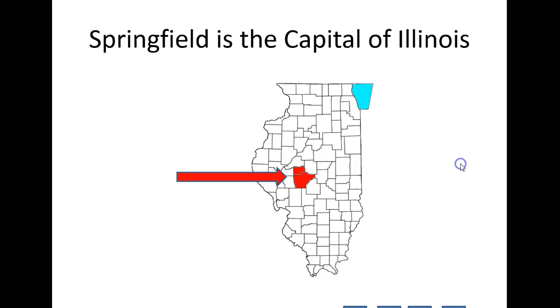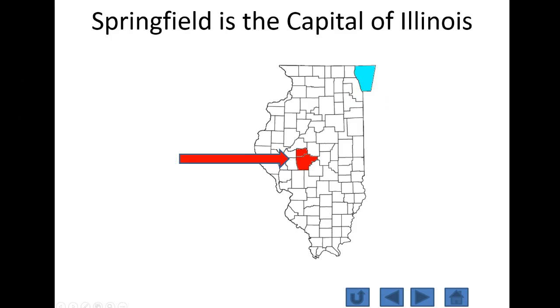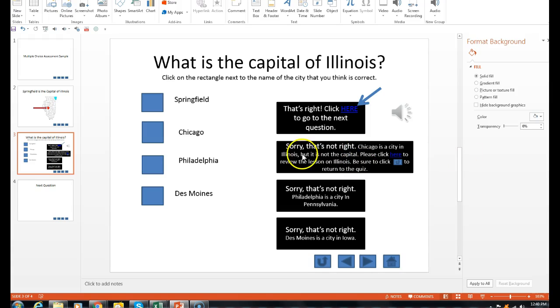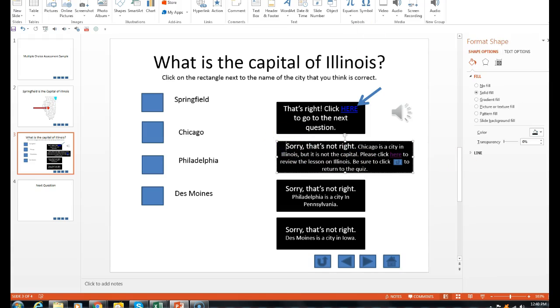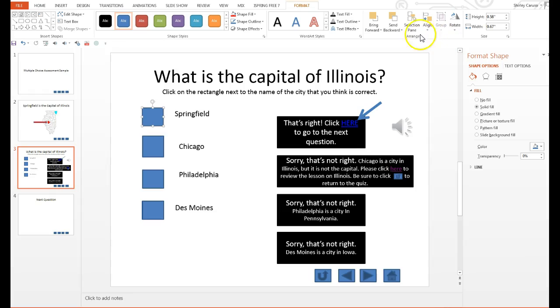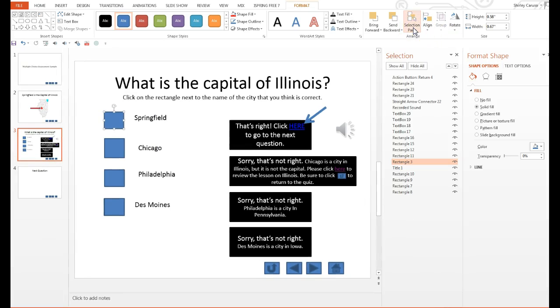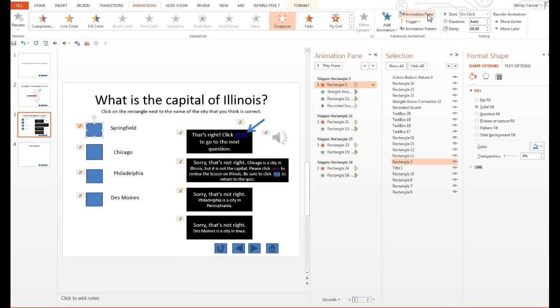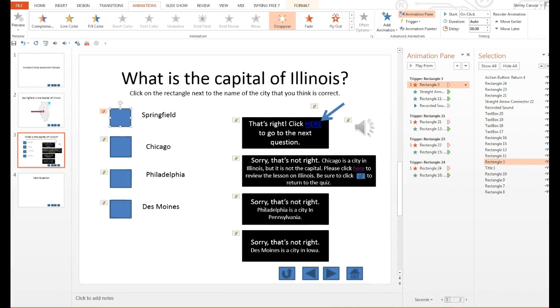So I'm going to click here. It's going to take me to the lesson on Illinois. And when I want to return to the quiz, I've been directed to do so by clicking here. So now all I need to do is to make sure that this shape does not show until it is supposed to show. So I'm going to open up my animation pane, and I'm also going to open up my selection pane. Here's my selection pane. Here's my animation pane. I'm going to close this one. I don't need that one anymore.